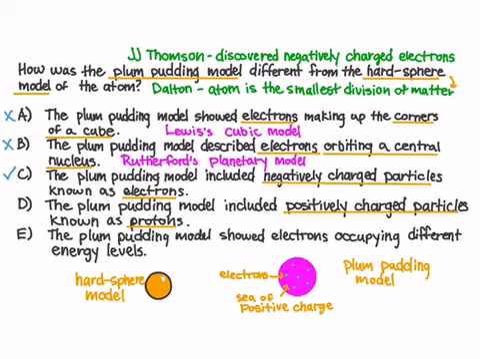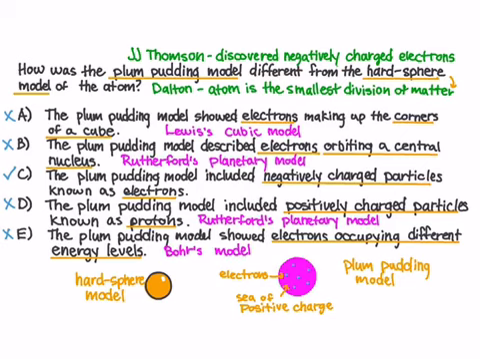The fourth answer choice says that the Plum pudding model includes positively charged particles known as protons. This answer choice is again a reference to Rutherford's planetary model of the atom, as he suggested the term proton to describe the positively charged particles that made up the nucleus. Our final answer choice says that the Plum pudding model showed electrons occupying different energy levels. This answer choice is referring to Bohr's model of the atom, where electrons occupy fixed energy orbits around the nucleus.